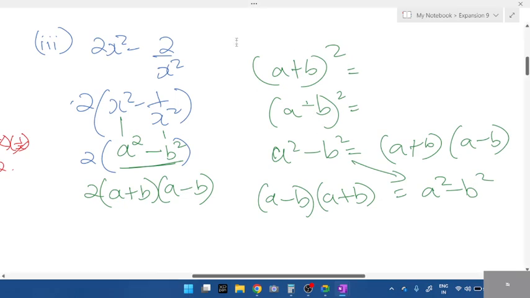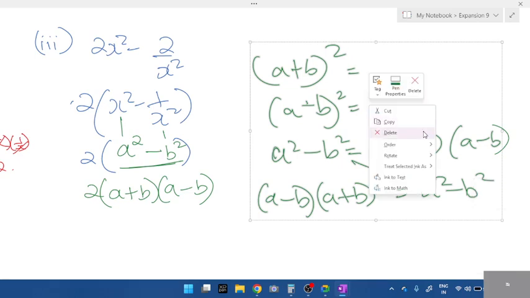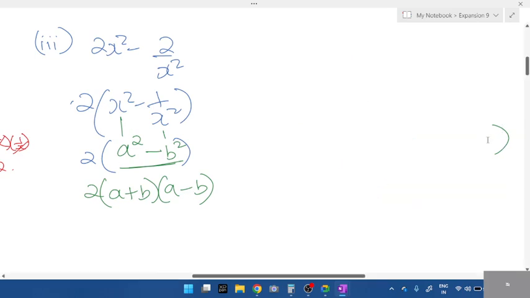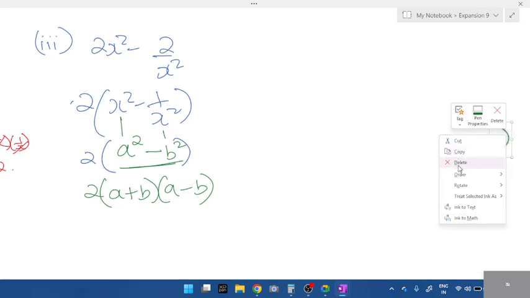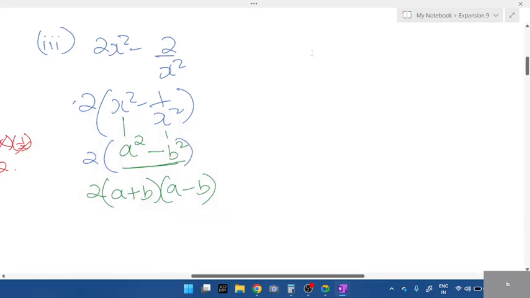Completed. How does this look? a square minus b square. What is a square minus b square? a plus b into a minus b. Understood? But we don't have a and b here. Instead of a and b, what is given?